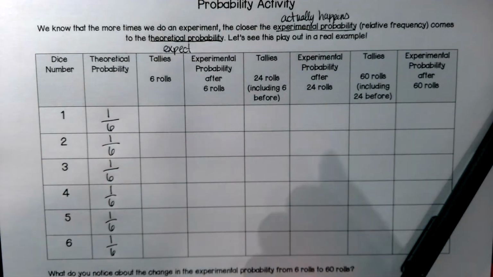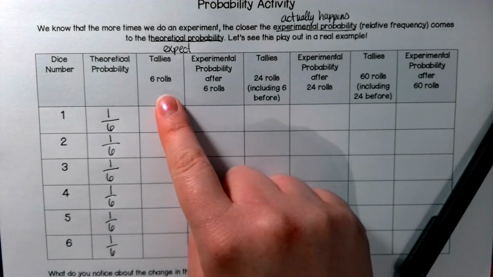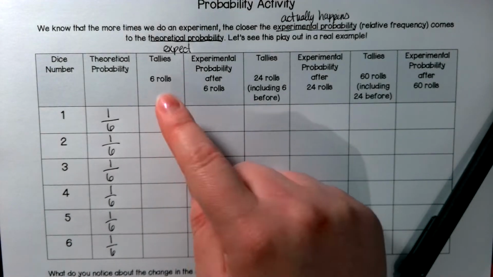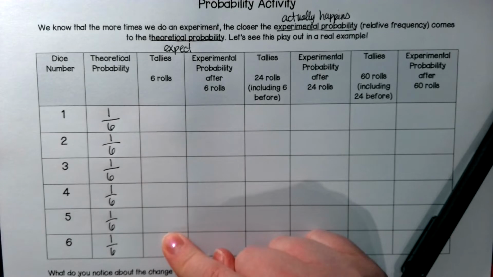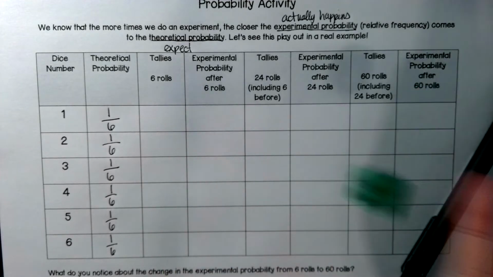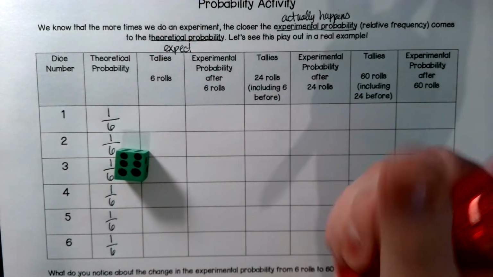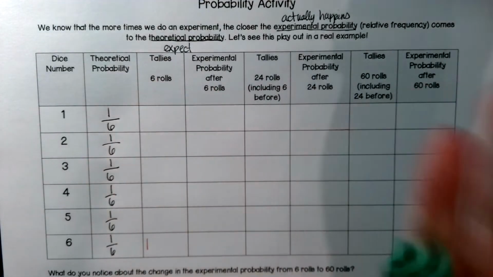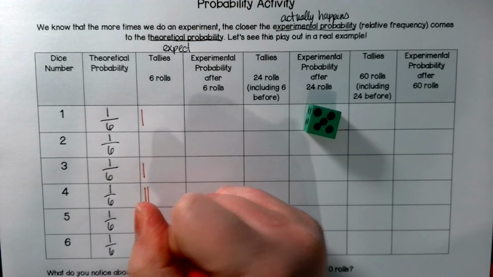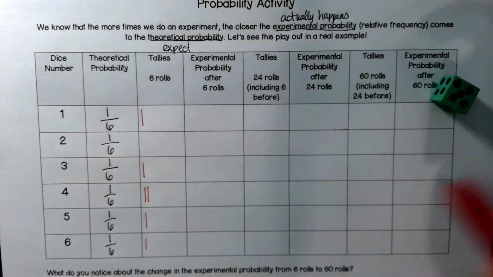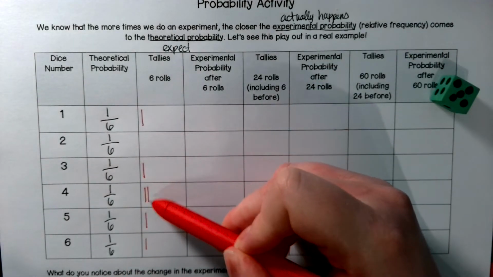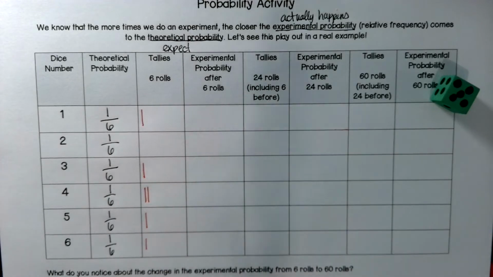Now we're going to do an experiment. I'm going to roll my dice 6 times, and I'm going to put a tally mark every time one of those numbers appears. So I got a 6. I got a 5. So I've rolled my dice 1, 2, 3, 4, 5, 6 times.